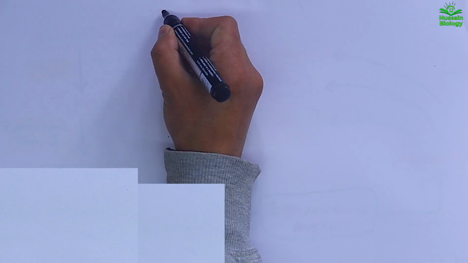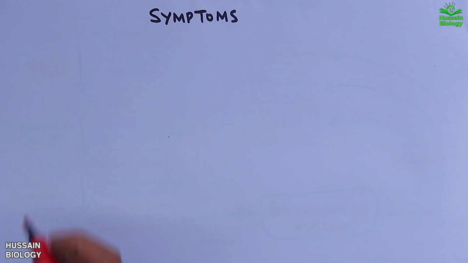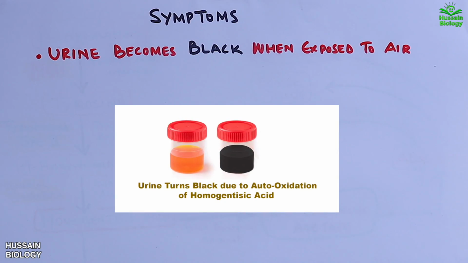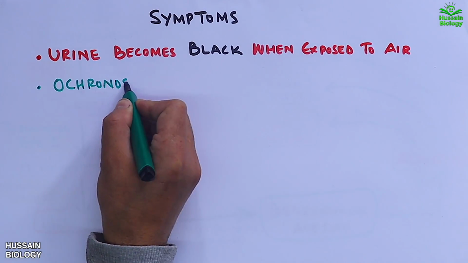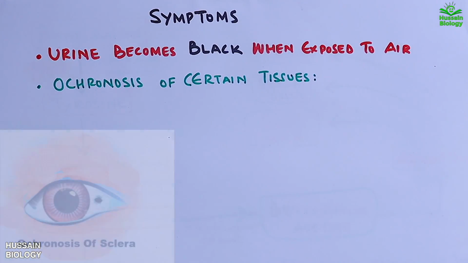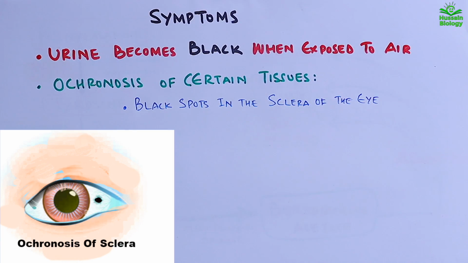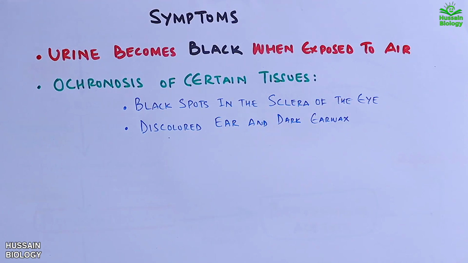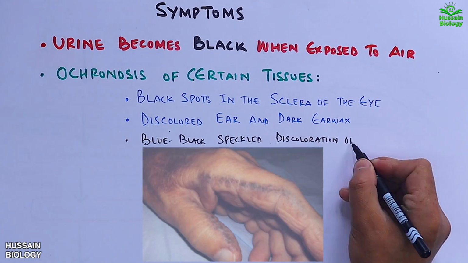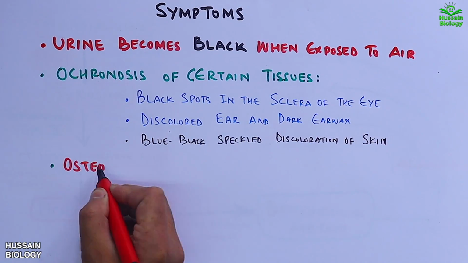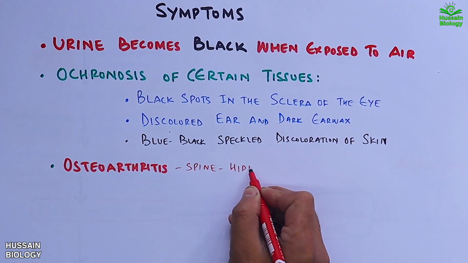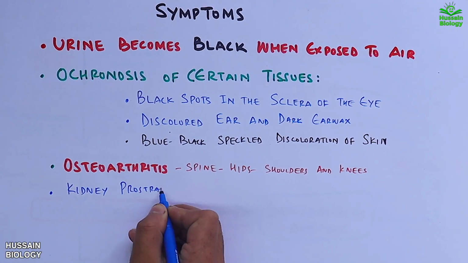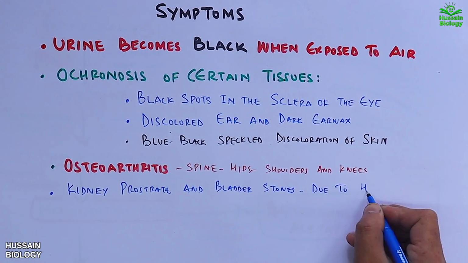And then we move on to the symptoms. First of all, the urine becomes black when exposed to air, shown in the diagram. And we see the ochronosis of certain tissues, like black spots in the sclera of eye, shown in the diagram. We see the discolored ear and dark earwax, and blue-black speckled discoloration of skin. Then there is osteoarthritis of spine, hips, shoulders and knees. And finally, we see the kidney, prostate and bladder stones due to HGA accumulation.